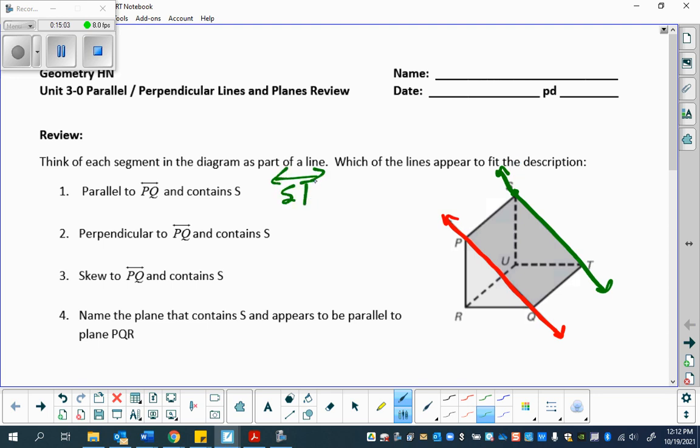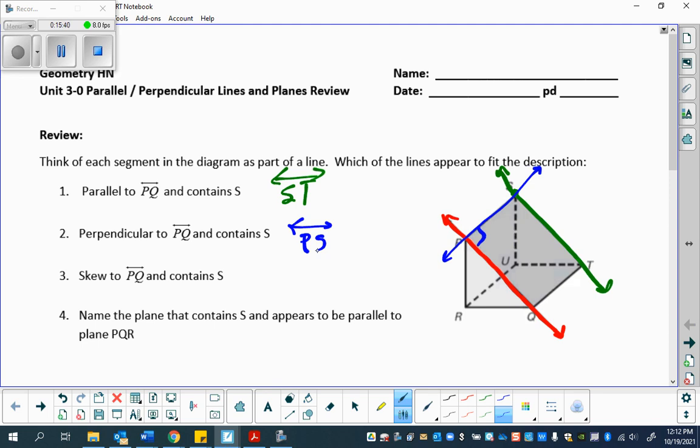A quick reminder, when you're talking about a line, capital letters for S and T, and your symbol at the top has arrows on either side, showing you that that is a line that goes on forever and ever in both directions. If I'm looking for a line that's perpendicular to PQ and contains S, we're going to go ahead and go with line PS, recognizing that that face of that prism is constructed of rectangles.